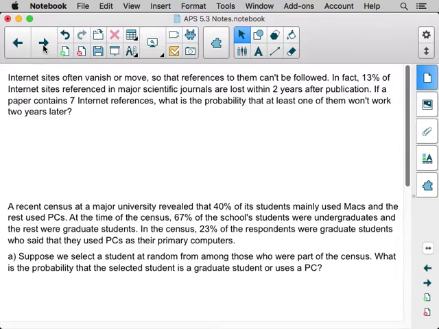All right. Internet sites often vanish or move so that references to them can't be followed. In fact, 13% of internet sites referenced in major scientific journals are lost within 2 years after publication. If a paper contains 7 internet references, what's the probability that at least one of them won't work 2 years later? All right. So here again, we need to think of a strategy. Okay, what would we do here? Well, what's the key phrase that's kind of jumping out at you?